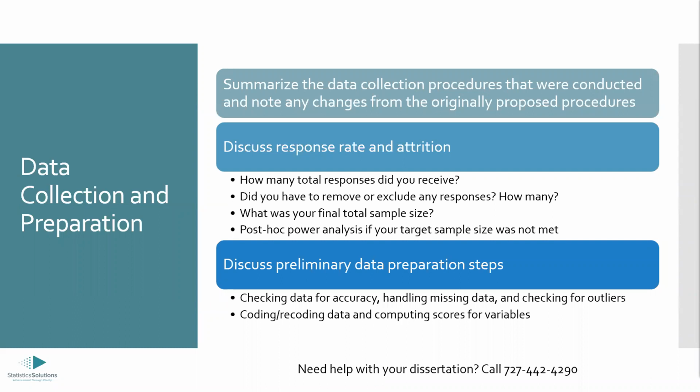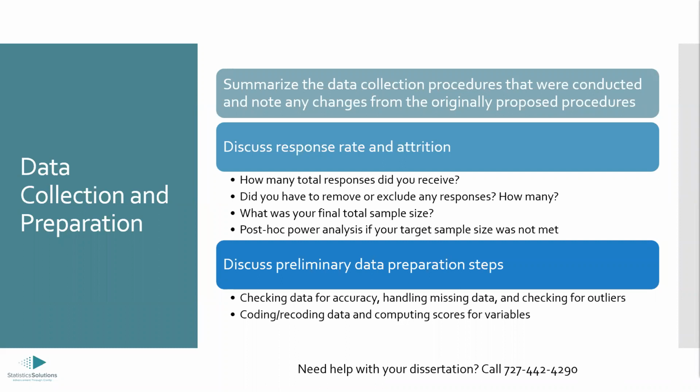So maybe you couldn't recruit participants from the exact sample frame that you planned to, or maybe the archival data that you plan to use didn't have some of the variables available that you were originally planning to look at. So whatever the case may be, if you had to change any aspect of your data collection procedures, or if anything was different from what you originally proposed, you're going to want to outline what those changes were.